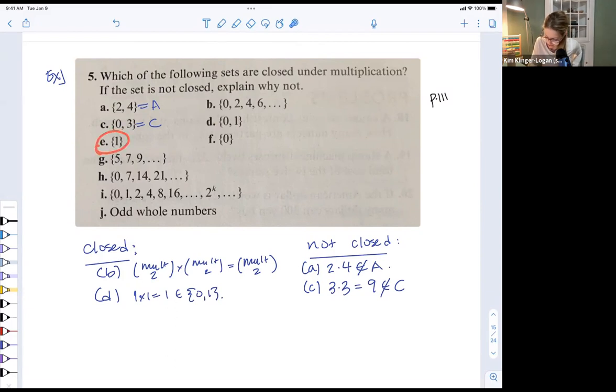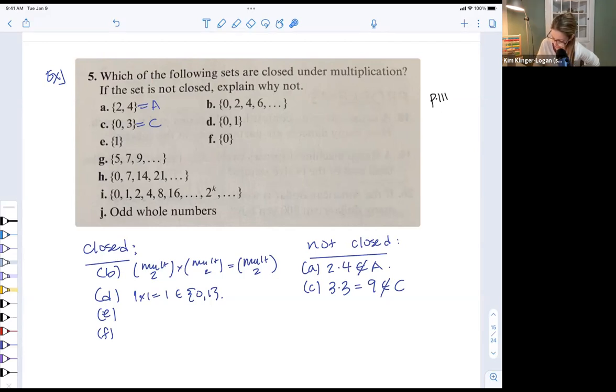Likewise, E is closed and F is closed. So both of these are closed. Notice that the set E is closed under multiplication because 1 times 1 is itself, and same with F because 0 times 0 is itself. But this set would not be closed under addition because 1 plus 1 is 2, and that's not in there. So again, just reiterating that both the set and the operation matter here.